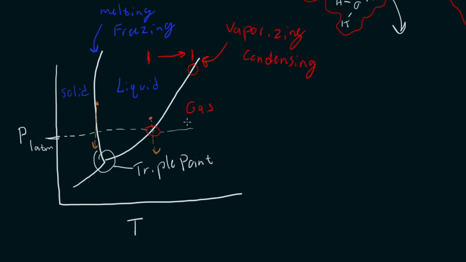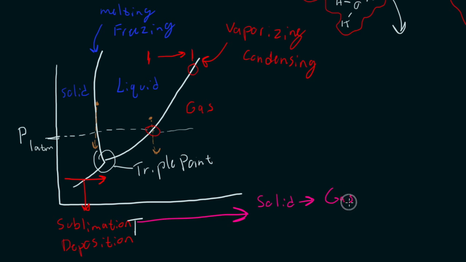There's one more point that we need to consider. Actually, a couple more points we need to consider. We could have a transition down here. If we lower our pressure a bit more, we could have a transition from a solid straight to a gas right here. We call that sublimation and deposition. And sublimation is going to be when we go from a solid straight to a gas.